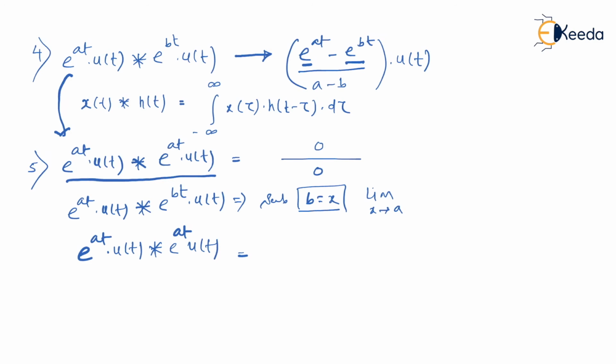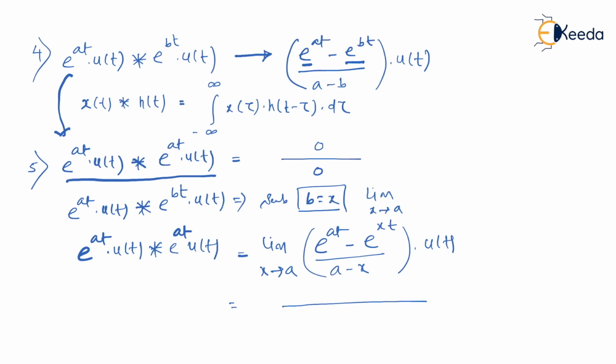So what I've done is I'm going to replace b equal to x in the final result of question number 4. So it becomes e to the power at minus e to the power xt divided by a minus x, u of t, where the value of x is tending to a. Is that right? So again I'm going to do the same thing which I have done for discrete time. So here I'm going to differentiate numerator as well as denominator with respect to x, and once I do so, I'll be replacing x equal to a, and that will give me the final result.